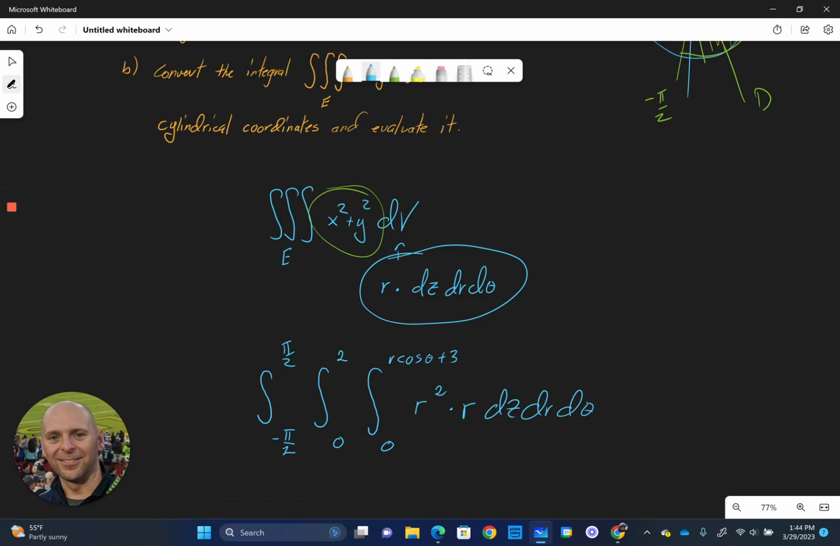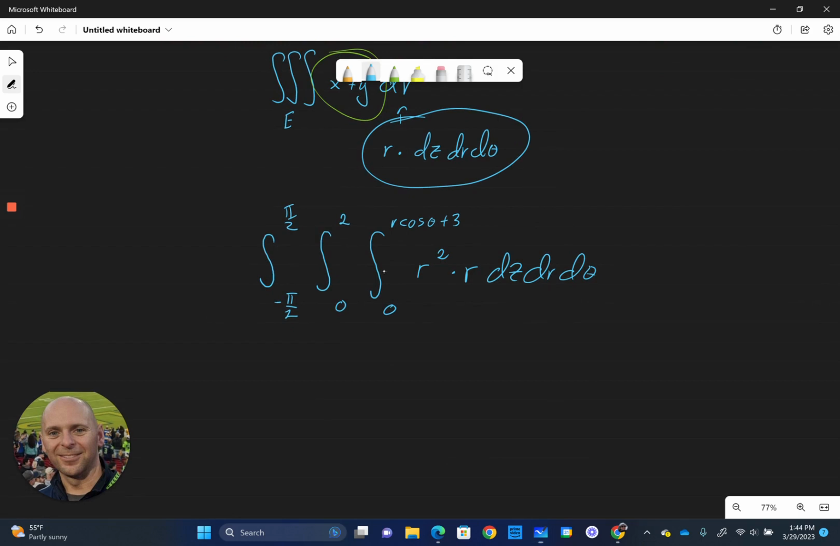Again, at this point, it's just going to be a matter of working through the integration itself. Let's take the first step at that. So now we'll take the antiderivative with respect to z. Of course, there's no z in the integrand, so we'll pick up a factor of z. So r cubed times z. We're going to evaluate z from 0 to r cosine theta plus 3, dr d theta.